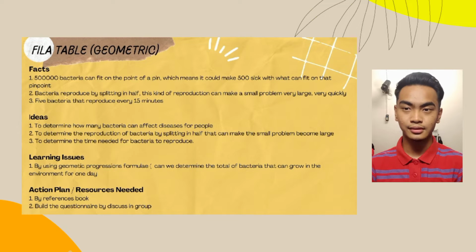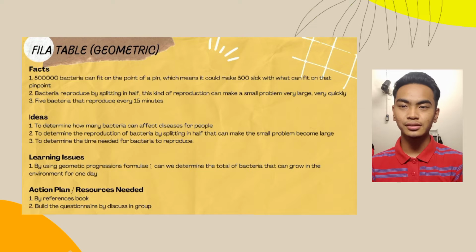Learning issue. First, by using the geometric progression formula, Tn equals a r to the power of (n minus 1), we determine the total amount of bacteria that can grow in the environment for half a day, which is 12 hours. Action plan and resource needed. First, a reference book. Second, build the questionnaire by discussing in group.